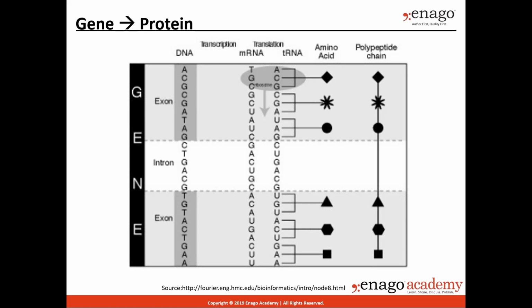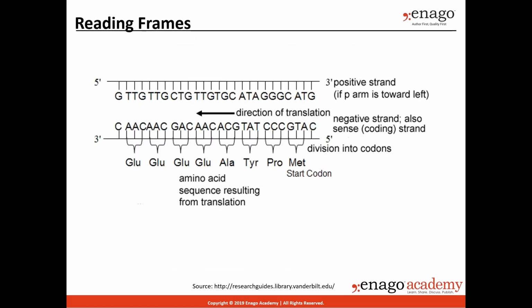Now, reading frames. Reading frames can be a little complicated. But looking at this diagram, let's think about a reading frame as a way of dividing the sequence of nucleotides in a nucleic acid, such as DNA that you see here, in a DNA molecule, into a set of consecutive non-overlapping triplets, where these triplets will equate to an amino acid or stop signals during translation. Each of these triplets is called a codon.